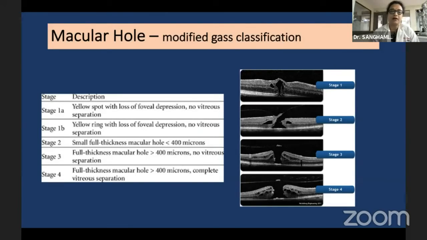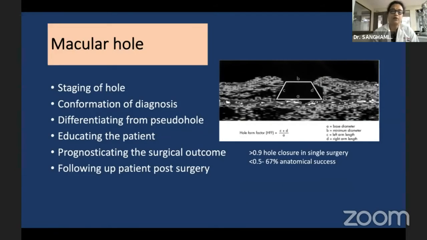This has already been covered by my previous speaker, the macular hole modified Gass classification from stage 0 to stage 4, where a yellow spot is seen to a full thickness macular hole with total PVD, as you can see in this case. It is quite important in macular holes, like staging of the macular hole, confirmation of the diagnosis. Sometimes the hole may be very small.